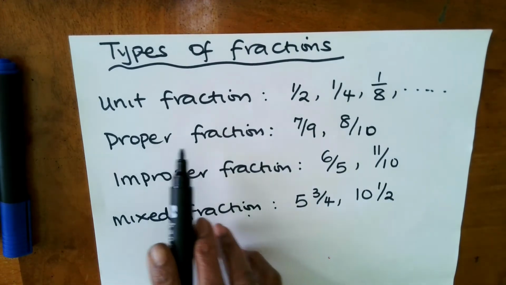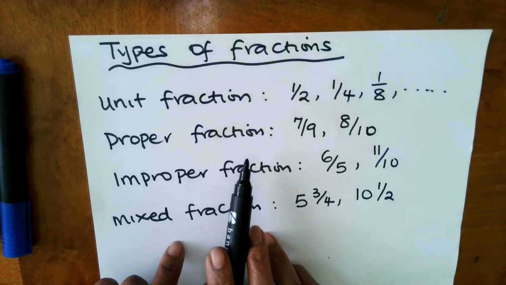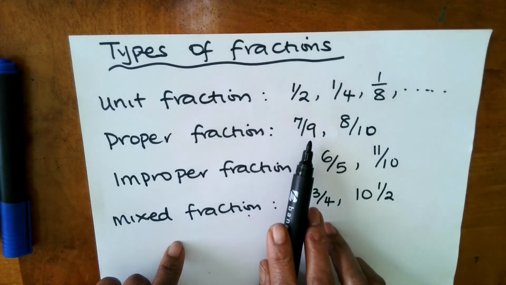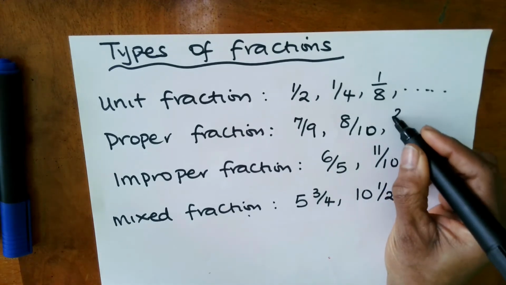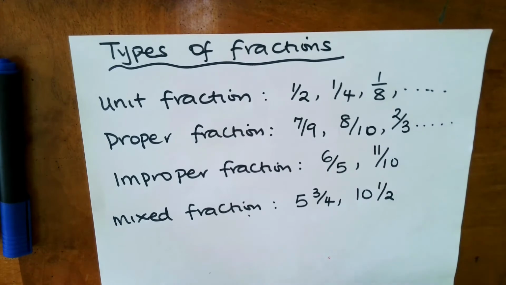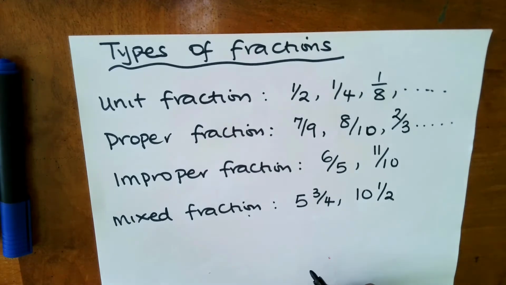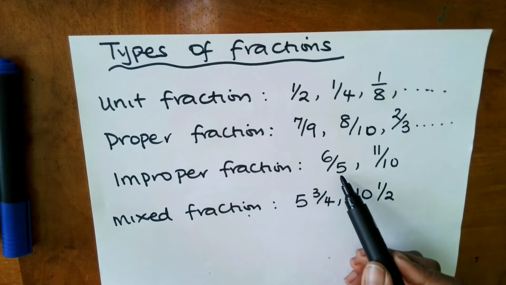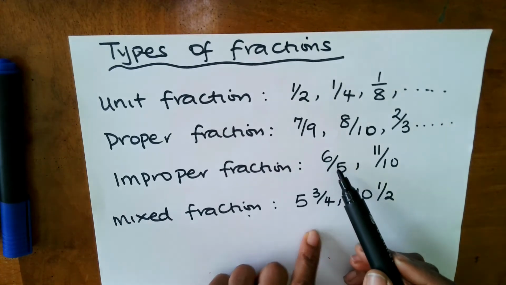Now we move to the proper fractions. If the numerator value is less than the denominator value, it is called a proper fraction. So you can also have 2 over 3, and so on. Now we move to the improper fraction. If the numerator value is greater than the denominator value, so if the numerator, the top number, is greater than the denominator value, then it is called an improper fraction.